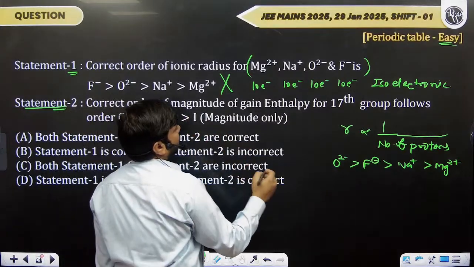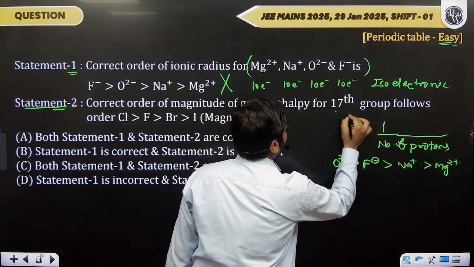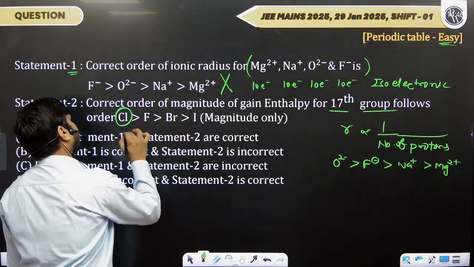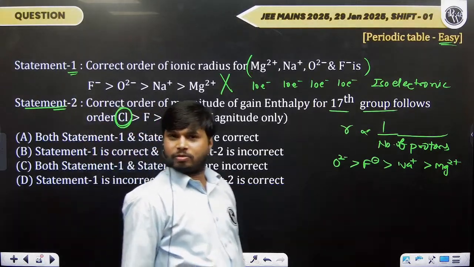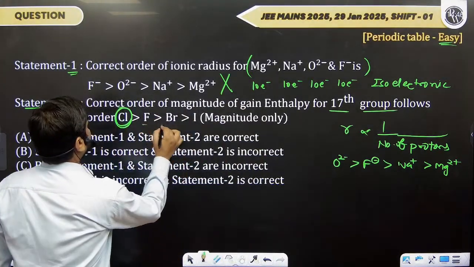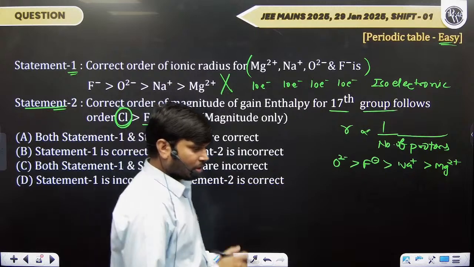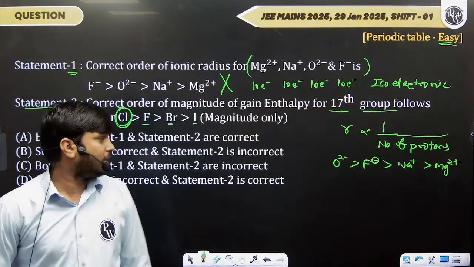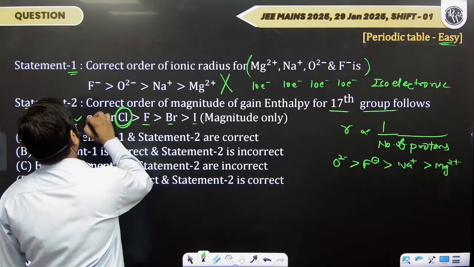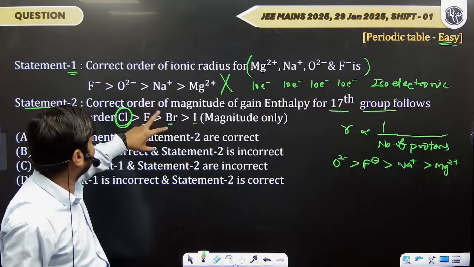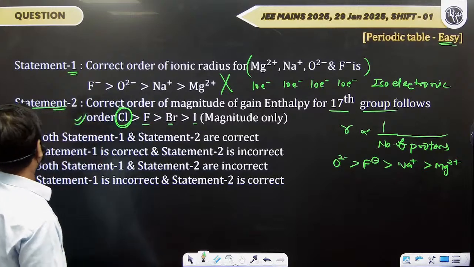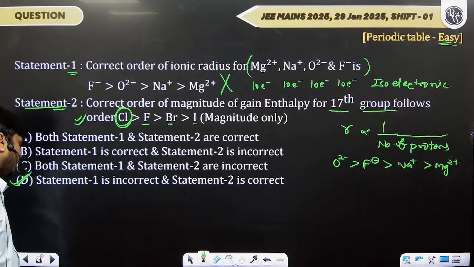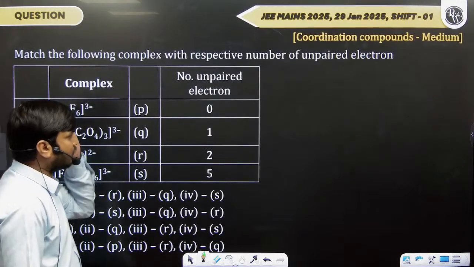Now let's move to the second. Correct order of the magnitude of the electron gain enthalpy for the 17th group. In the 17th group, the electron gain enthalpy is highest for chlorine, then fluorine, then bromine, then iodine. So this we discussed during the classes, and this order we should remember. So this statement is the correct one. Statement 1 is incorrect, statement 2 is correct. So the option D. We have selected the option D. Now let's discuss the next question.